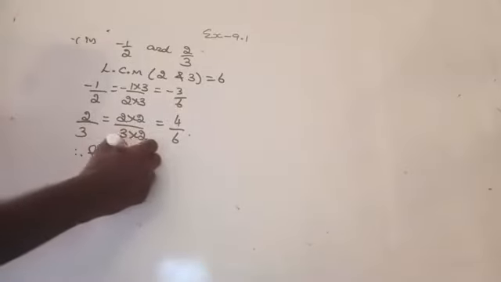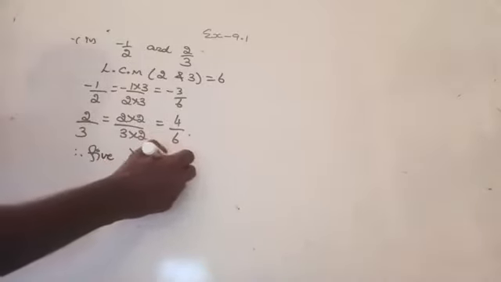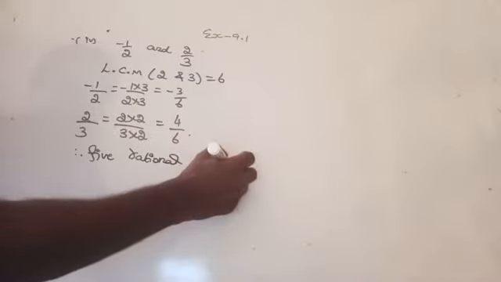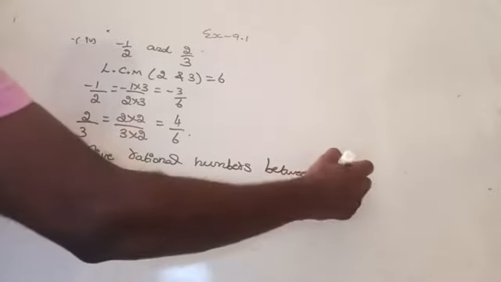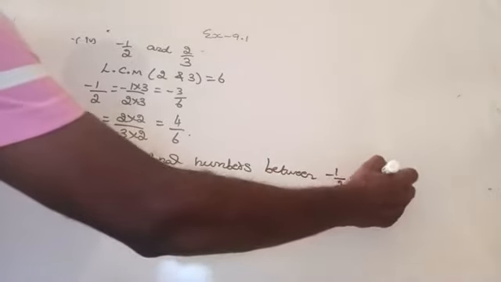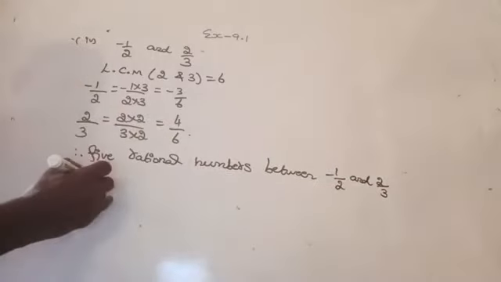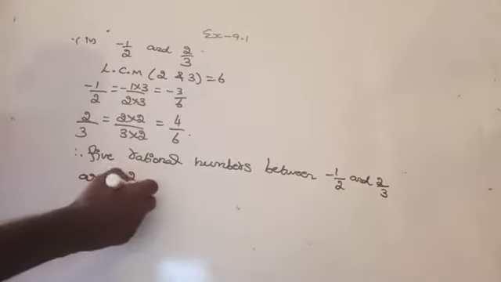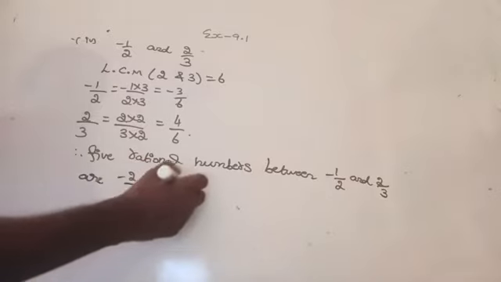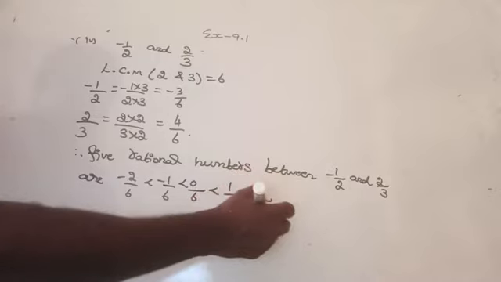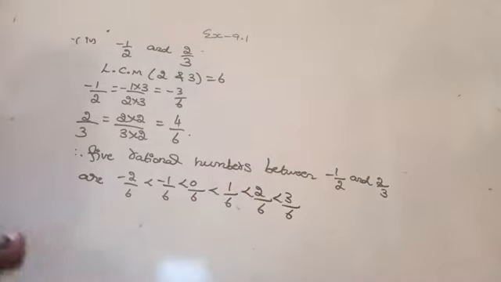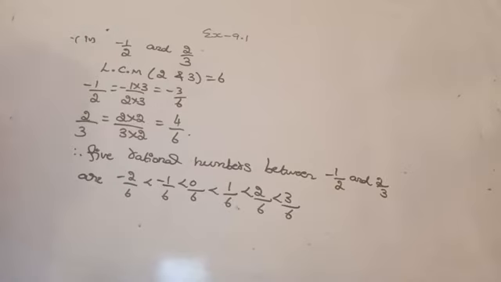So 5 rational numbers between minus 1 by 2 and 2 by 3 are, intermediate, minus 2 by 6, minus 1 by 6, 0 by 6, that means 0, 1 by 6, 2 by 6 and 3 by 6. Am I right? 1, 2, 3, 4, 5, 6 rational numbers we got between these two rational numbers, minus 1 by 2 and 2 by 3.